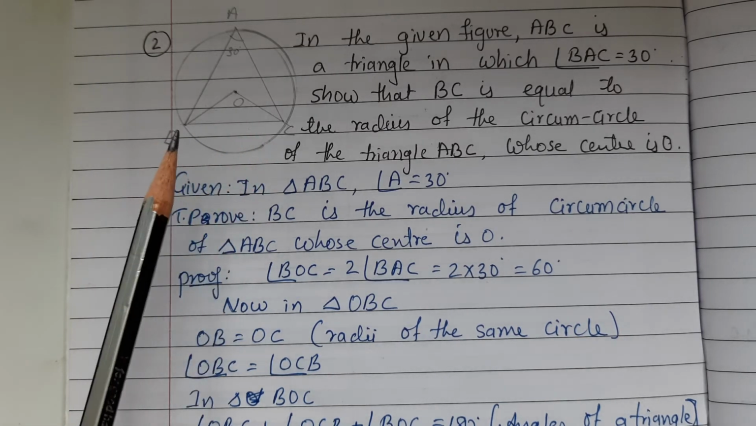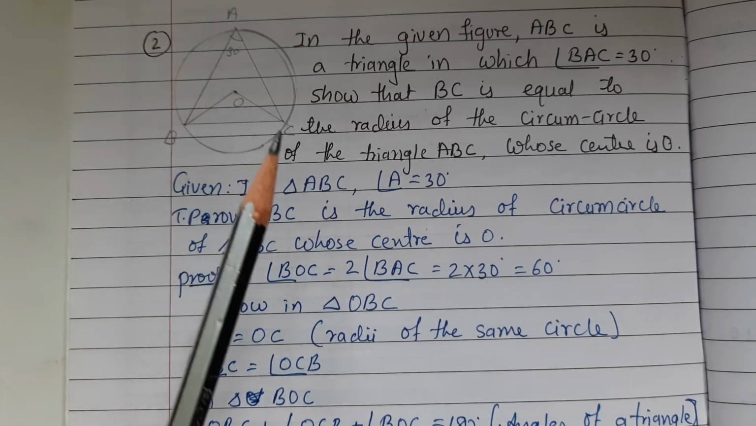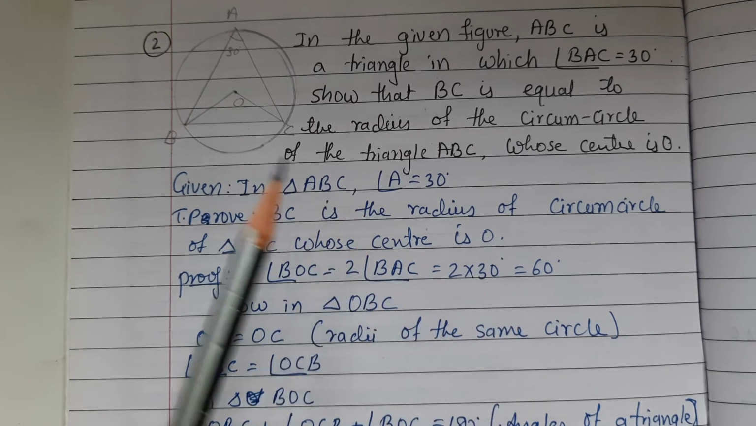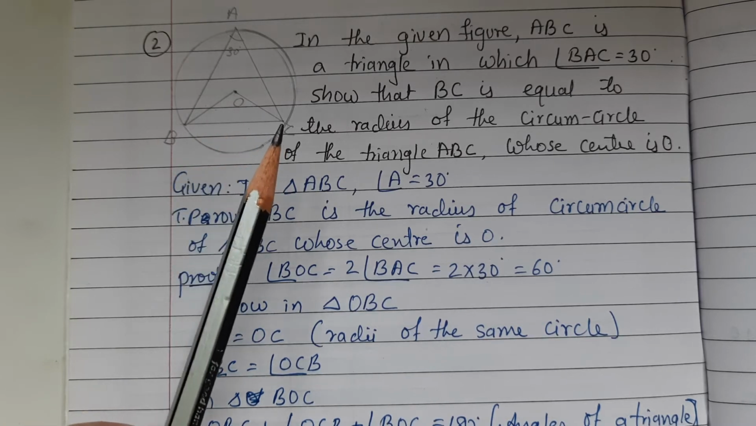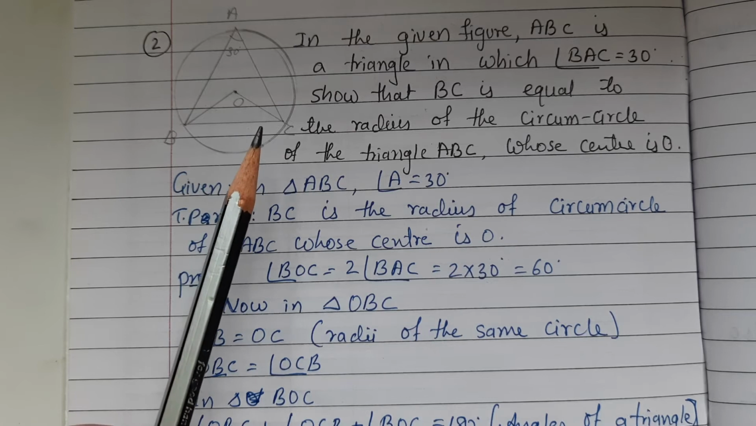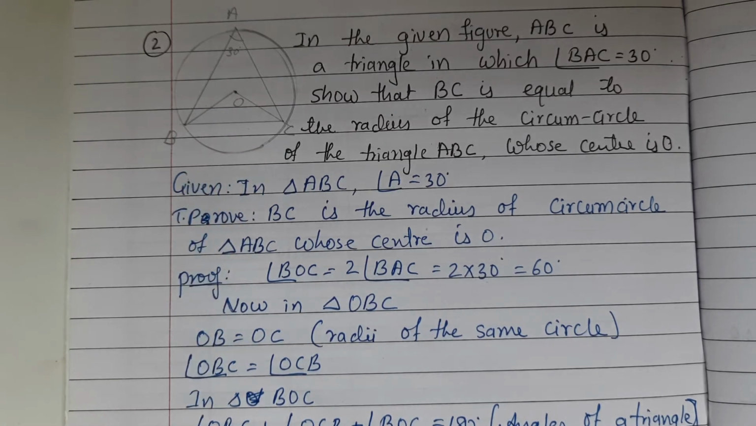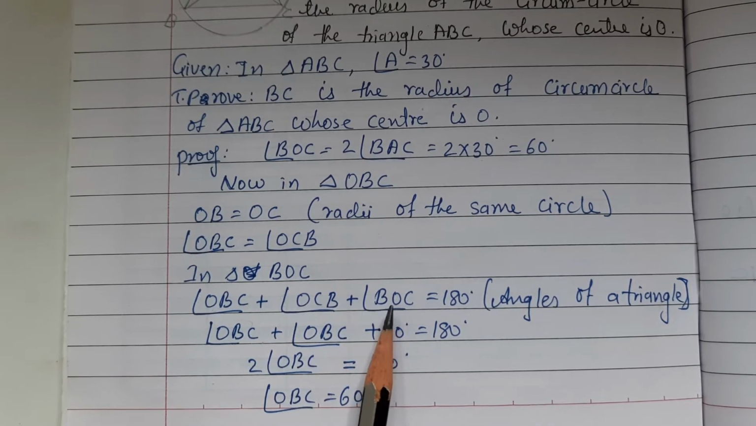Proof. Angle BOC is equal to twice angle BAC, equal to 2 into 30 degrees, equal to 60 degrees. Now, in triangle OBC, OB is equal to OC. Therefore, angle OBC is equal to angle OCB. Angle OBC plus angle OCB plus angle BOC is equal to 180 degrees, angle sum of a triangle.